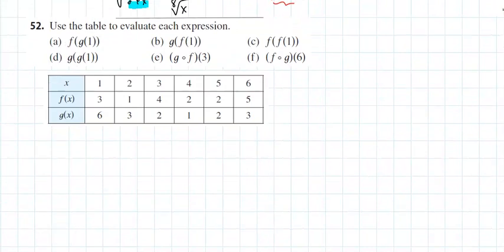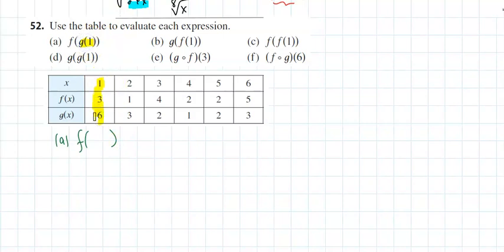And these things come up. Either they give us a graph and you read the graph off, or they give us a table and you read that. It's kind of like a puzzle to me. It's kind of fun. So if I look at A, part A says, what is f of g of 1? What's g of 1?